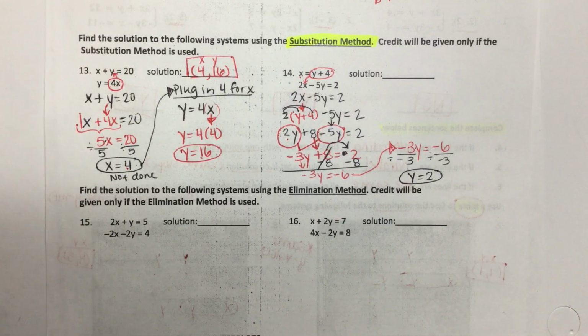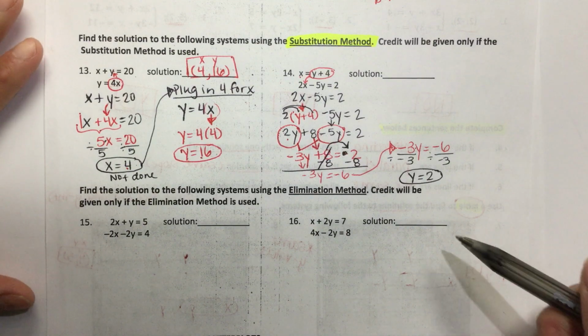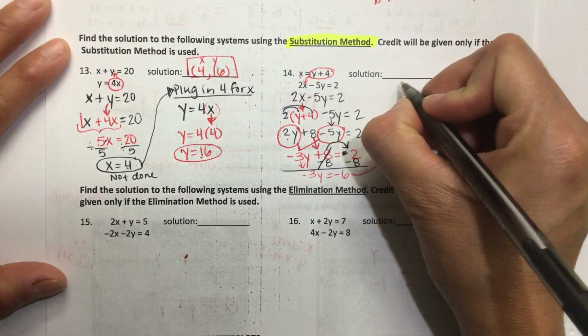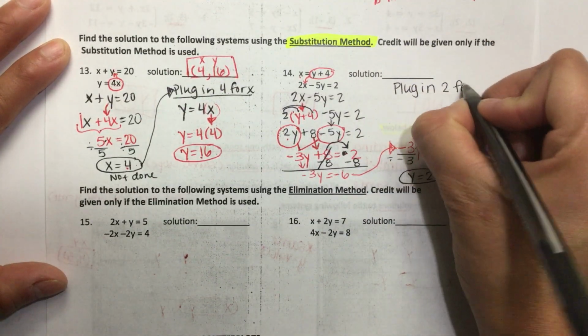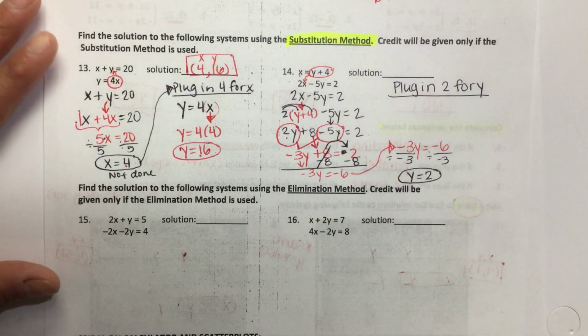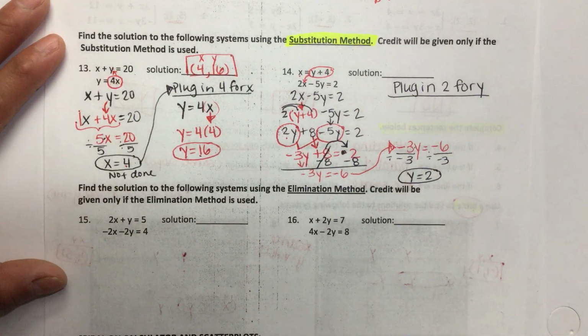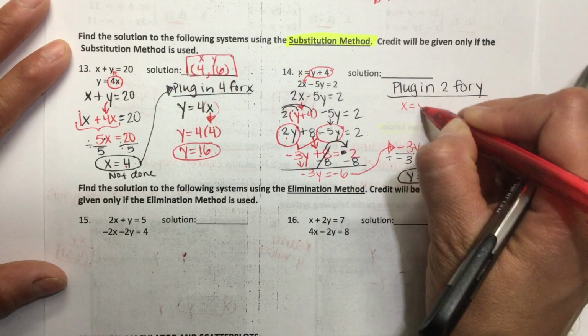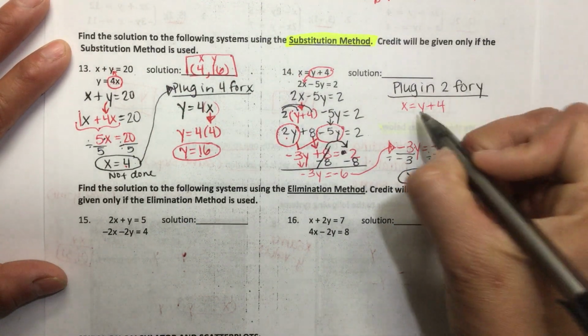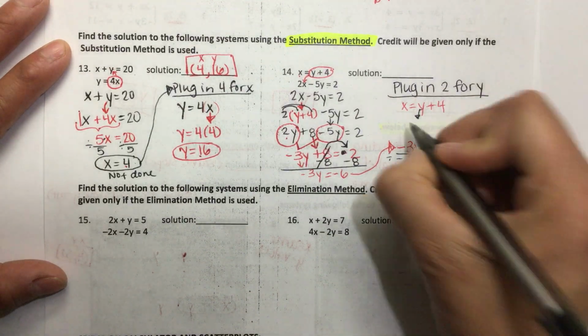But I'm not done yet. I need to look at this equation and go back and plug in a y value to find x. So I'm going to take this and plug it in. Plug in 2 for y. When I plug in a 2 for the y, I'm going to go back and check which equation would be easier to plug that into. The first equation is x equals y plus 4. So it would be easier to plug in a 2 for y to solve for x.